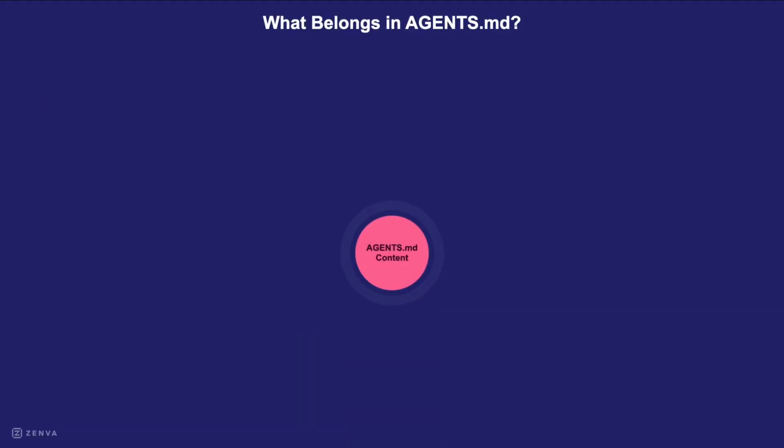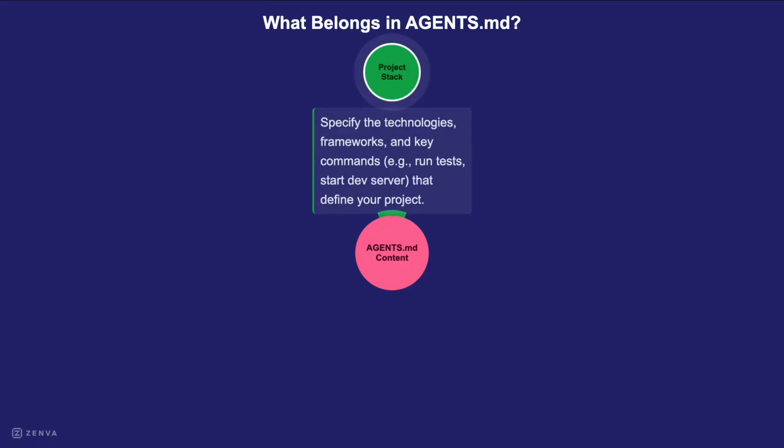You now see how useful AGENTS.md is as your project's memory. Let's look at what makes it strong. We'll explore the main content types you should add, so Codex always has the needed context. Let's start with your project stack. First is your project stack.